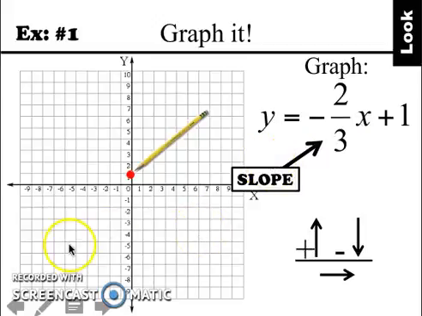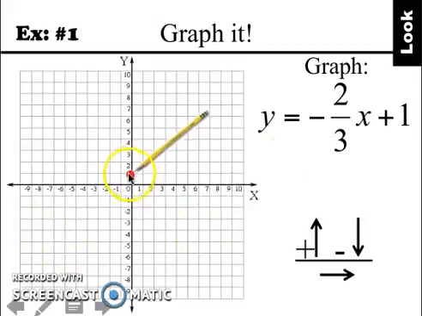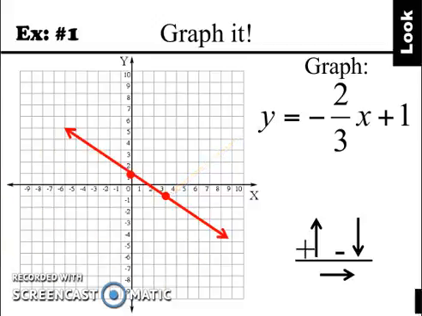So let's take a look in here. From our y-intercept, we're going to move 2 units down, 1, 2, and 3 to the right. We place a point in there, get a ruler, and make your line. And that's all you have to do.